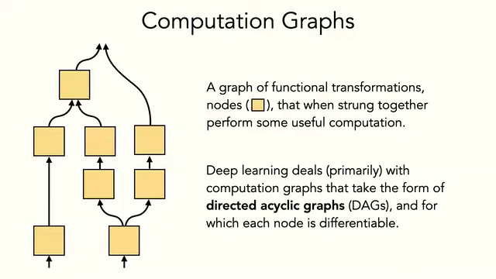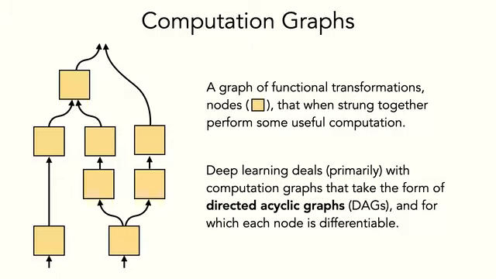So deep learning primarily deals with DAGs. These are directed acyclic graphs. Directed means the information only goes one direction on any given edge. Acyclic means you don't have loops or cycles. And we also assume that every single one of these nodes is differentiable. Though we did just say that using PyTorch you can calculate a derivative for almost anything, so that becomes less of a hard constraint.